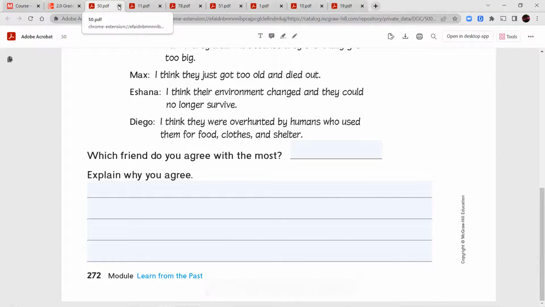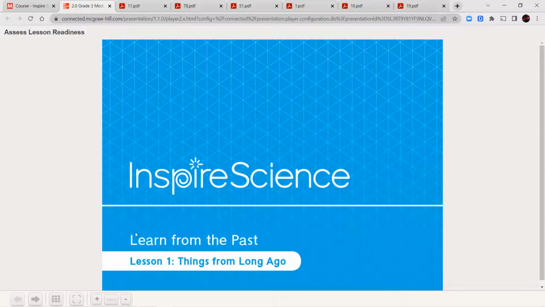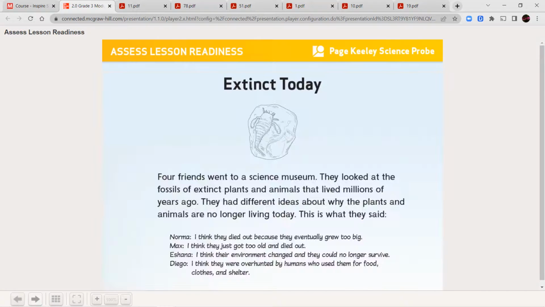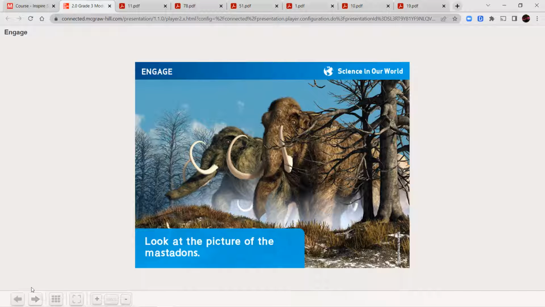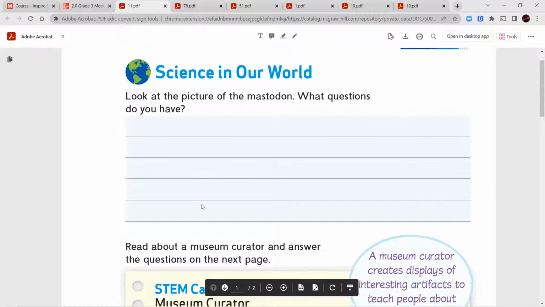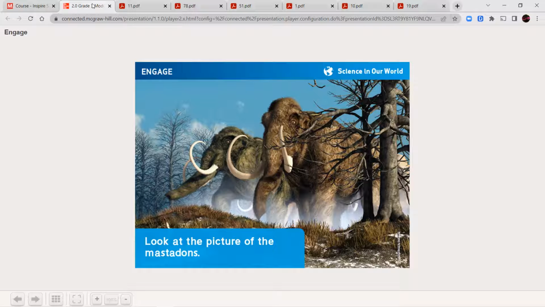Once you've completed that, we're going to go on to our next set of pages, and we're going to take a look at a picture of the mastodon. So these are mastodons over here. Take a moment to look at the picture and write down at least 3 questions you have about mastodons. Feel free to pause the video here so that you have more time to look at it.